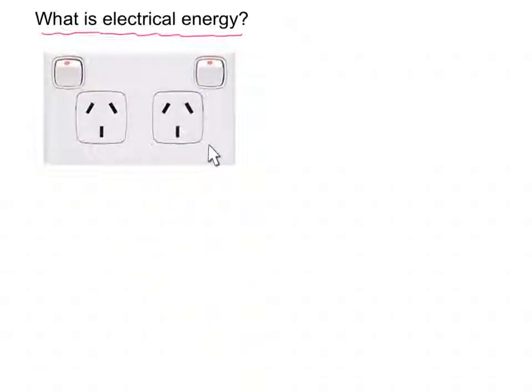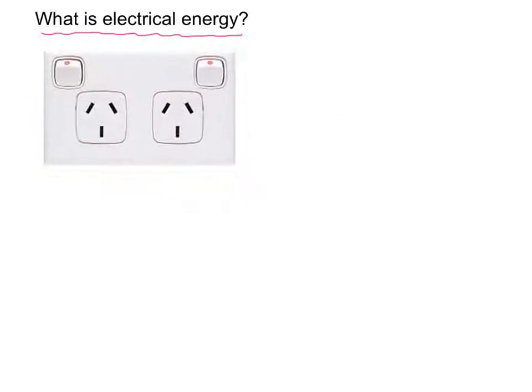So for example, in our houses we'll have these power points. We plug something in and we can change electrical energy into light energy to power up our computer monitors, or we can use electricity to change it to sound and light energy for our televisions, or even plugging a light bulb into a power point will change electrical energy into light energy. So electrical energy is really, really useful. It's really, really versatile. Okay, but what exactly is it?